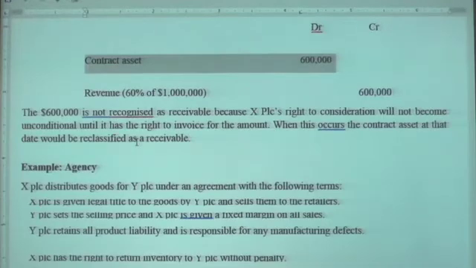Is that clear? The same thing: when you are producing something to sell, you will put it in the inventory account, not a receivable account. Once you sell it to the customer, you will move it from inventory into the receivable account. Until you sell it, it is an asset for you. Is that clear? This is a general concept.